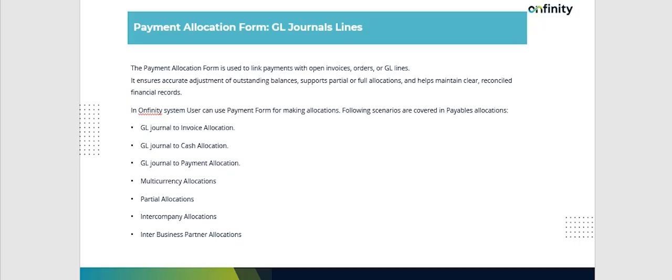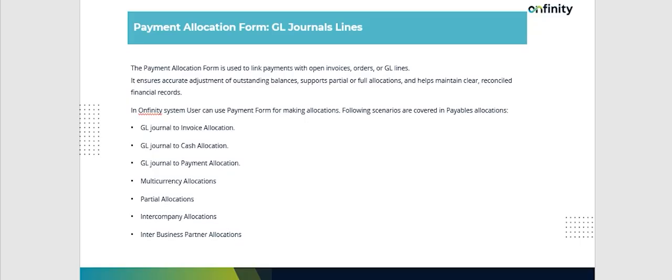On the payment allocation form, multiple scenarios are available. In this session, we will cover these scenarios step by step. The first scenario is GL journal to invoice allocation. In this scenario, we will demonstrate how to allocate a GL journal transaction against an invoice.